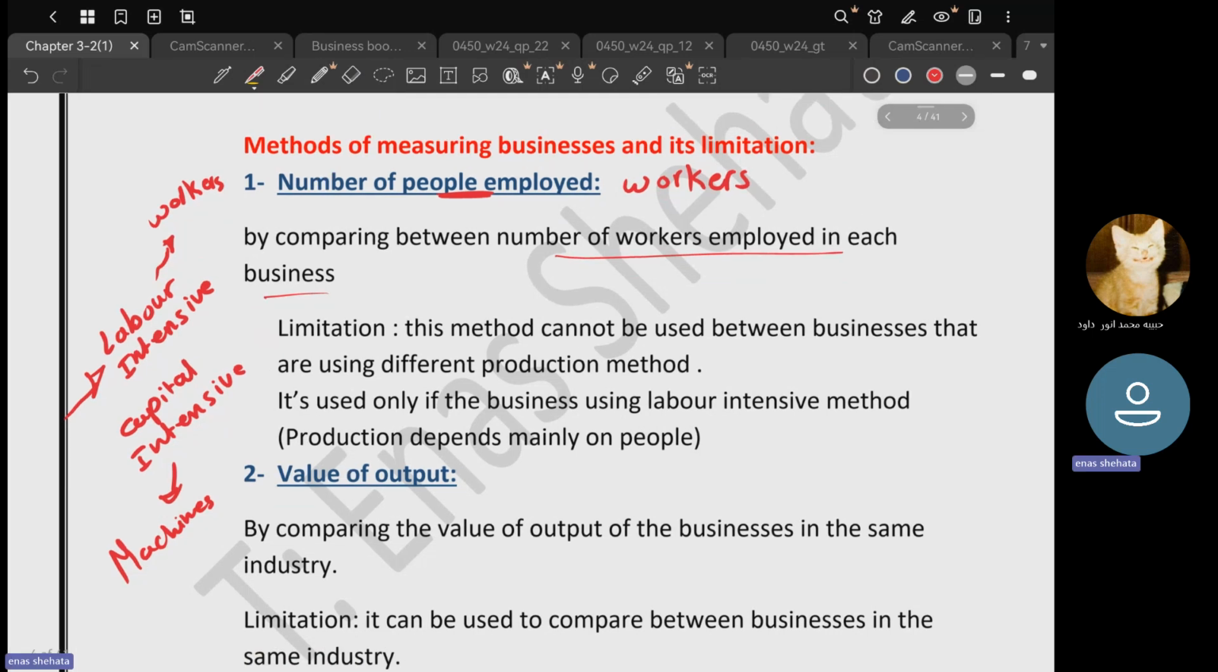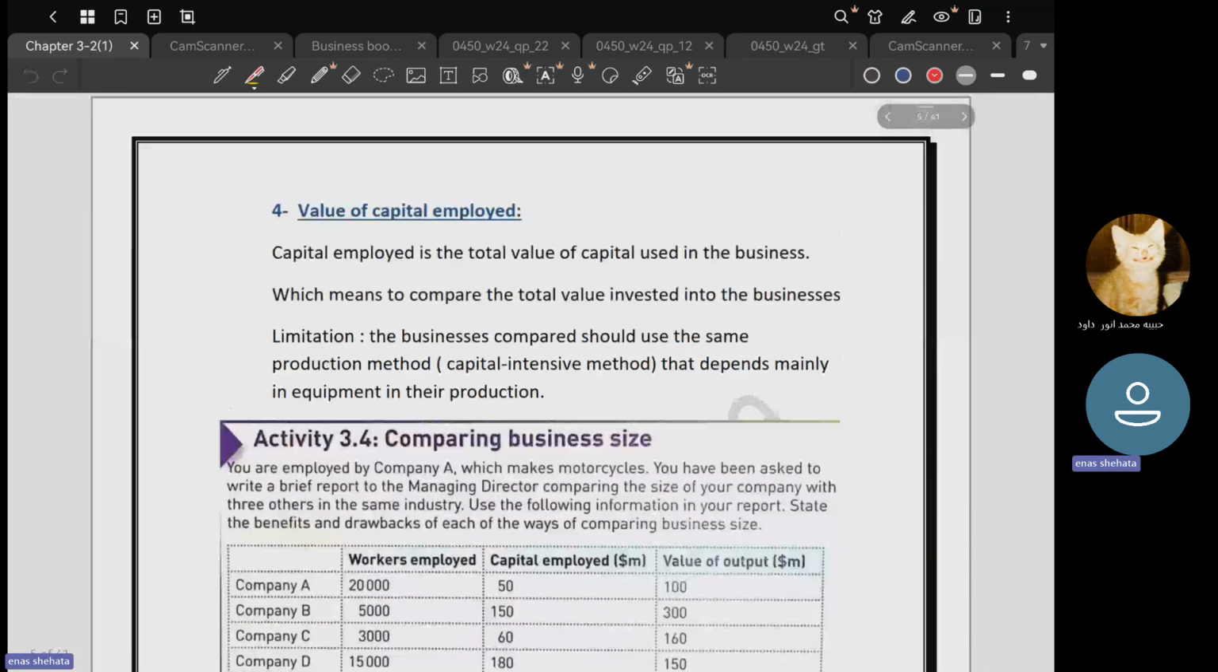Okay? Right. After labor intensive and capital intensive, I want to take the value of capital employed. Capital employed means how much money you invested in this business. If you want to compare two businesses using capital employed, both businesses must use the capital intensive method, depending mainly on machines and equipment in their production, not on workers. Why? Because I will compare the value of the money invested in the business, meaning how much in machines, how much money invested. So if I have two businesses using machines, I can use value of capital employed to compare them.